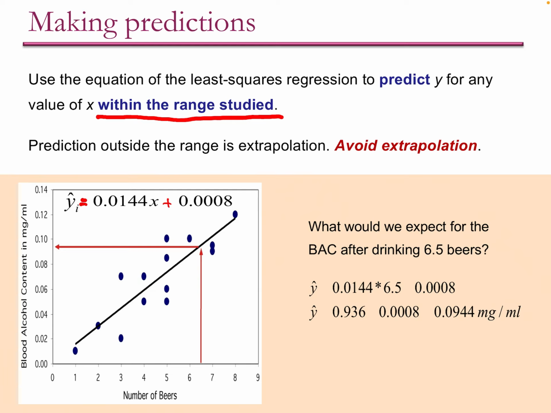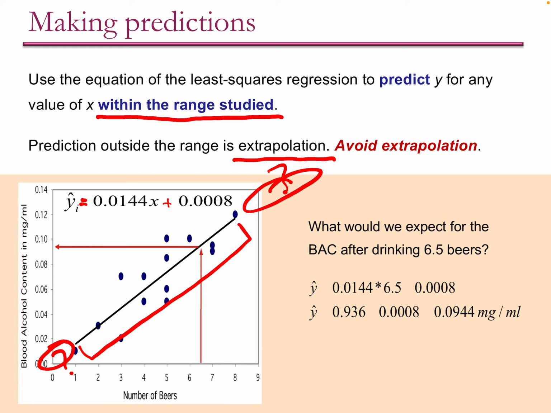You wouldn't want to do it for 10 beers, and you wouldn't want to do it for less than 1 beer, okay? All we know is that between 1 and 8 beers, the relationship is linear. It may not be linear above that, and it may not be linear below that. We don't have data. So we need to predict within the range of our data. Predicting outside the range is called extrapolation, and that can lead to spurious results because you don't know what's going on up here, and you don't know what's going on down there. All we know is what's going on here.